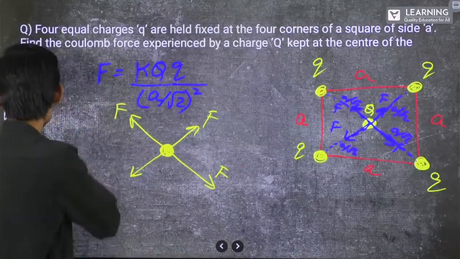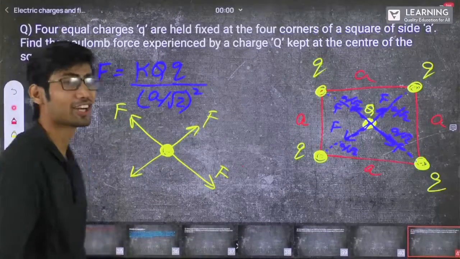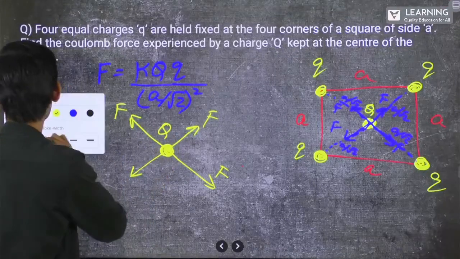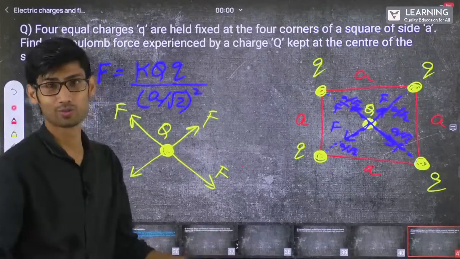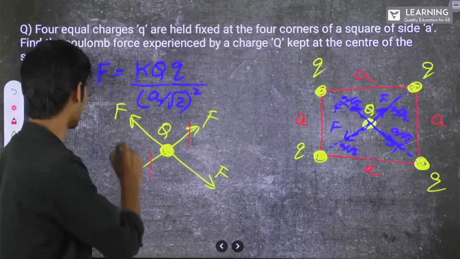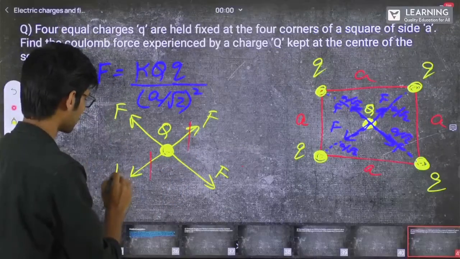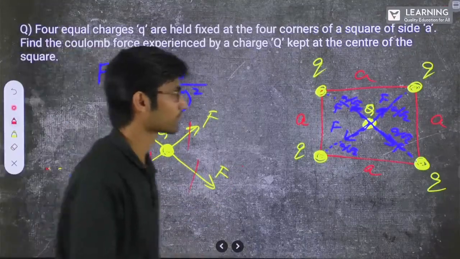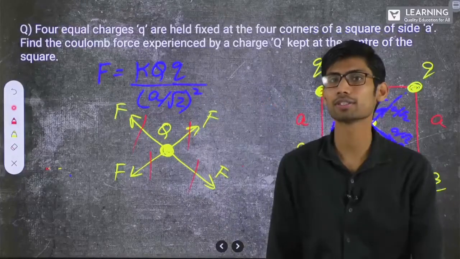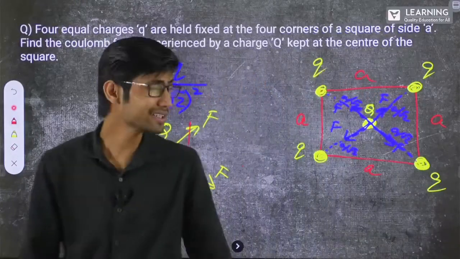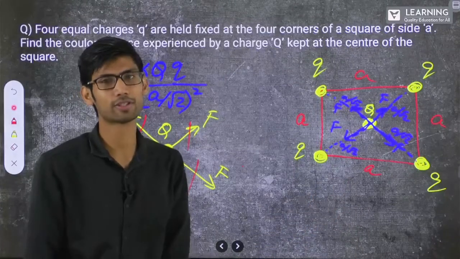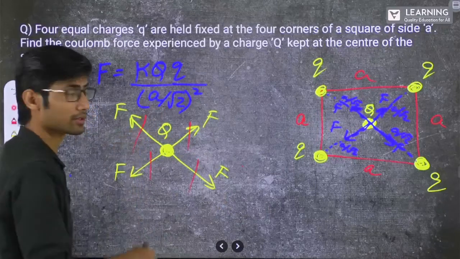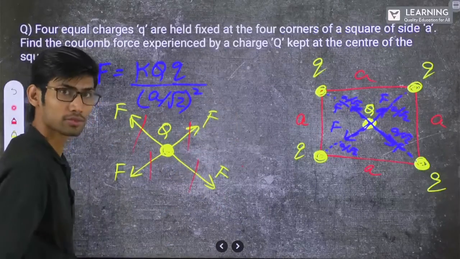What is the net force on this charge Q? It is 0. This force and this force will cancel each other. This force and this force will cancel each other. Alright, the net force on this charge is 0. Suppose a negative charge was kept inside, still it would be 0. Why? If you reverse this direction, then this will come to this side, and this will come to this side. Still it will be 0.